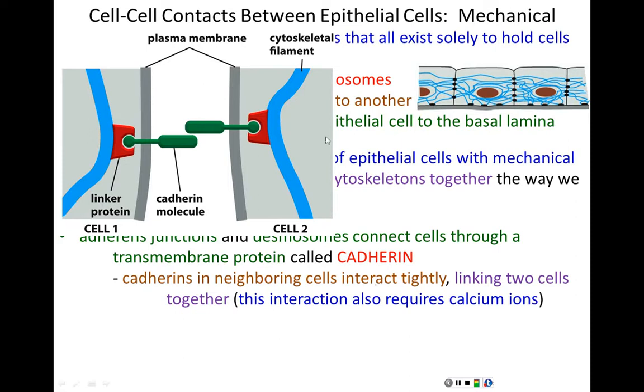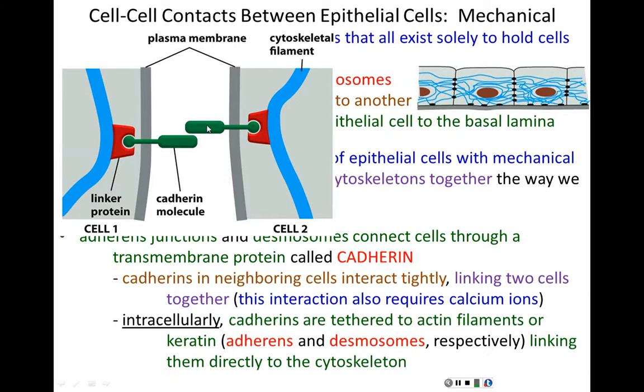You have the cadherin protein interacting with the intermediate filaments on one side, or actin. Different cadherins interact with different components of the cytoskeleton. But on the intracellular side, the cadherin is interacting with the cytoskeleton, and on the extracellular side, the cadherin is interacting with another cadherin. So you quite literally tie this cytoskeleton to this cytoskeleton through these cadherin-cadherin interactions. So intracellularly, as I just said, cadherins are tethered to actin filaments or to keratin. The adherens junctions use actin filaments. The desmosomes are connected to keratin. Actin, of course, is the actin component of the cytoskeleton. Keratin, hopefully you remember, is an intermediate filament. And so cadherins are anchored to cytoskeletal components intracellularly, and they're connected to one another extracellularly.